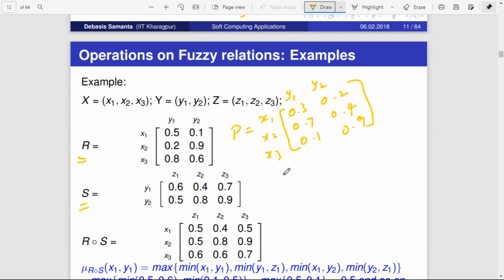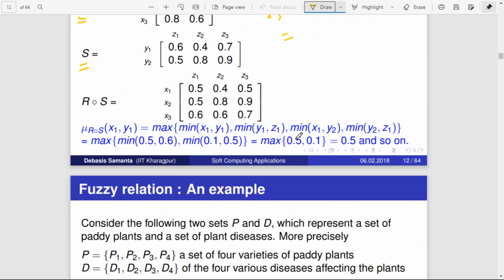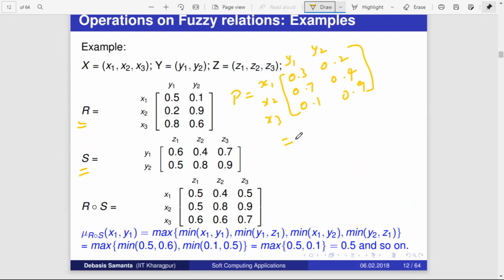Now what is union? Union is nothing but the max of these two relations. If you want to calculate R union P, it is the max of these two. 0.5 and 0.3, the max is 0.5. 0.1 and 0.2, the max is 0.2. 0.2 and 0.7, the max is 0.7. 0.9 and 0.4, the max is 0.9. 0.8 and 0.1, the max is 0.8. 0.6 and 0.9, the max is 0.9. So this is R union P.